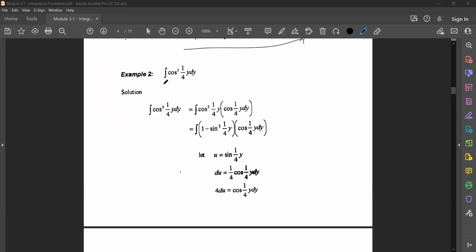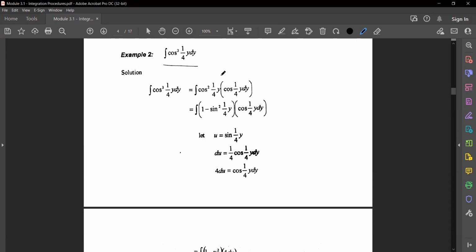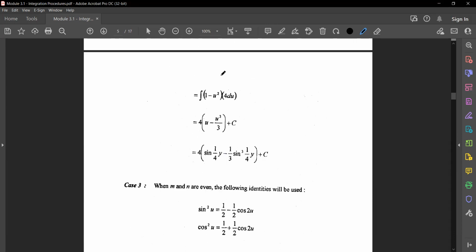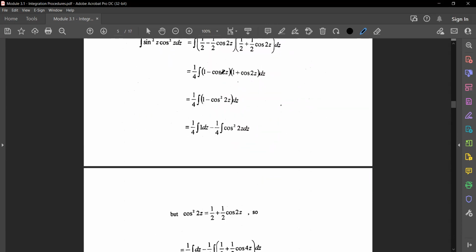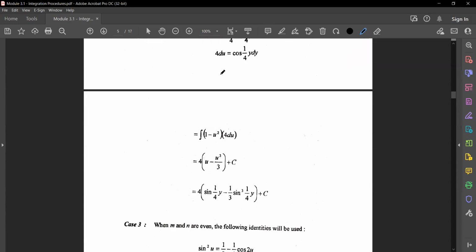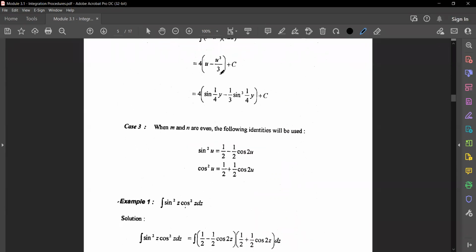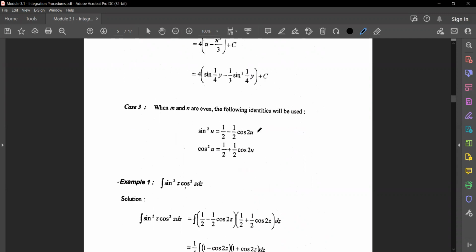Okay, so the same process with example number 2. So let's proceed to the case number 3, no? When m is even. Saan na yun? Ayan, ito. So case number 3, so when m and n are even. Ayan, so ano yung gagamitin natin? So we will use these identities. Okay, so we will use these identities, no?